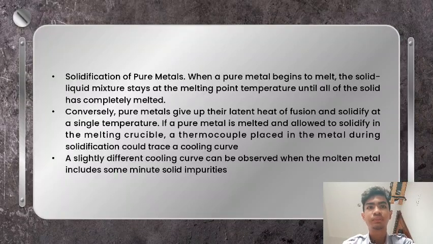If a pure metal is melted and allowed to solidify in the melting crucible, a thermocouple placed in the metal during solidification could trace a cooling curve. During the early stage of solidification, the temperature may fall slightly below the melting point of the metal. This phenomenon is referred to as supercooling or undercooling.